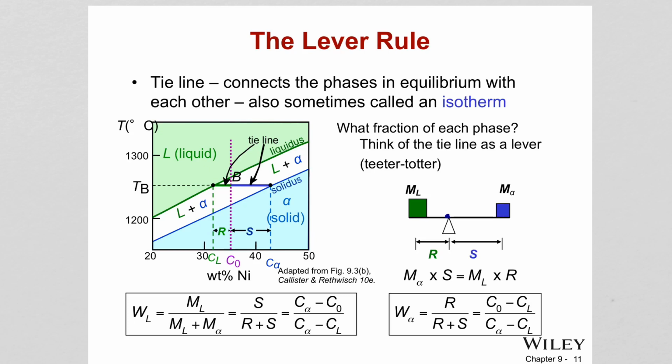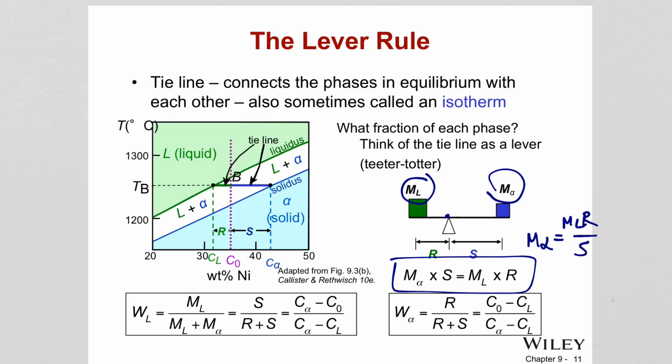And the phases of liquid and solid alpha are in equilibrium, their masses, right? So what are their distances to the point B? They are R and S. Basically, because this has to be in equilibrium, that means M alpha times S should be equal to M_L times R. So based on that, you can solve this for M alpha and say M_L R over S.